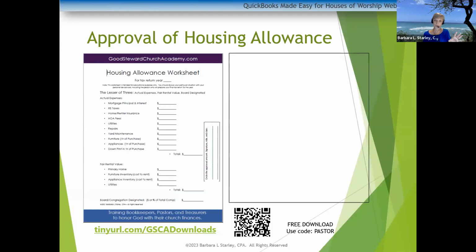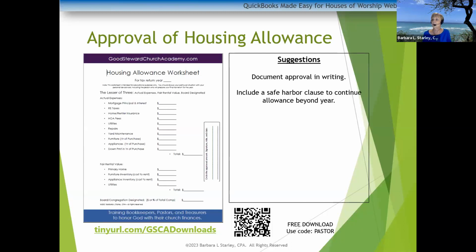What I do want to mention are a couple of suggestions on this. One is this document approval should be in writing, right? You want to document how you came up with the reasoning that this is okay for the pastor to declare this amount.